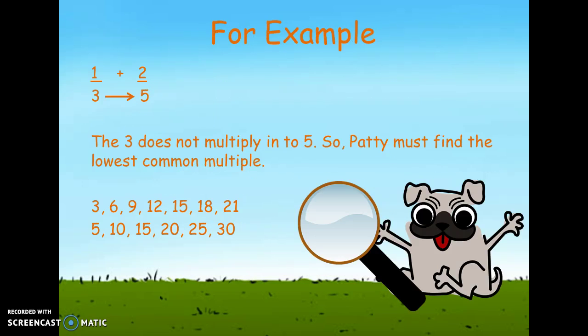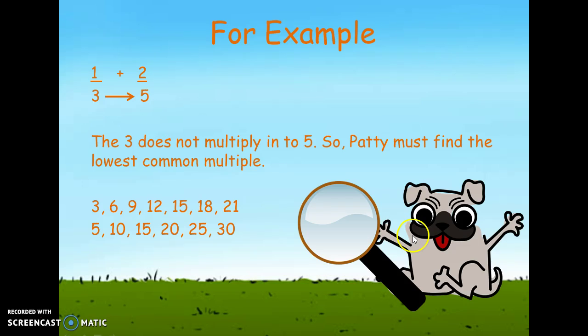Here's an example. If we wanted to add 1 over 3 plus 2 over 5, we'll notice that the 3 does not multiply neatly into the 5, because 3 times 1 is 3, and 3 times 2 is 6. You'll notice that neither 3 or 6 are a 5, so we have to find another way to balance the denominators and make them agree.